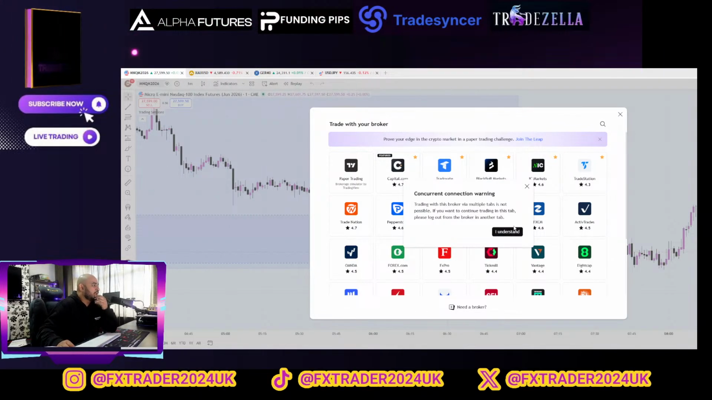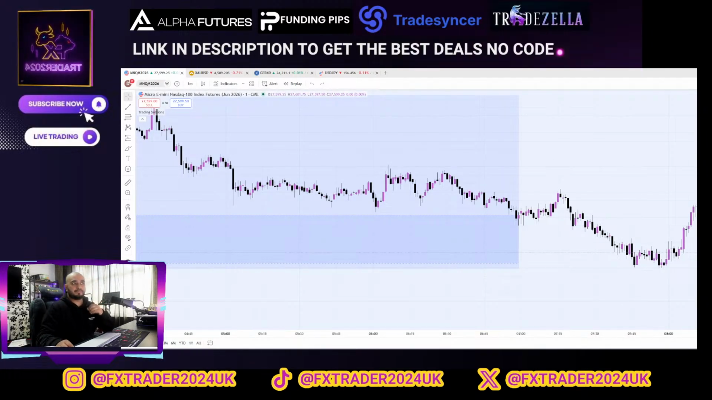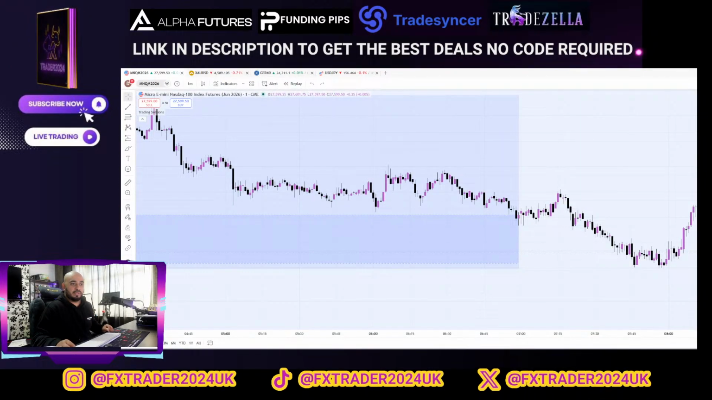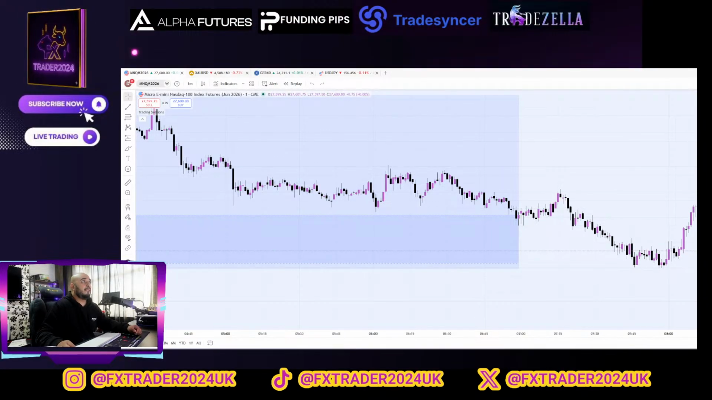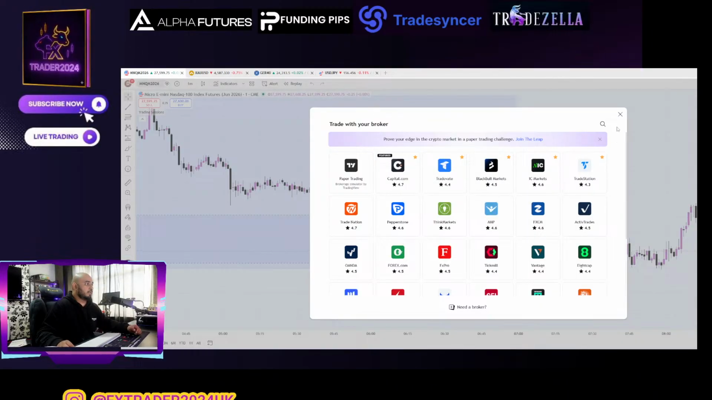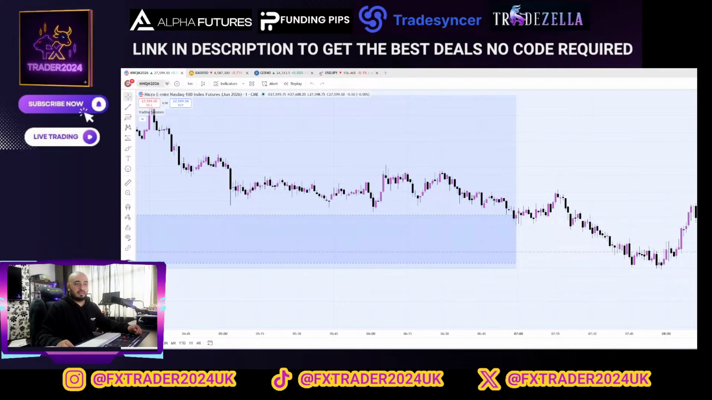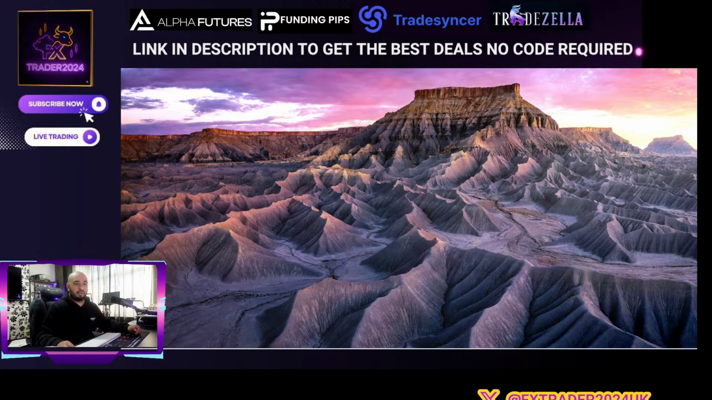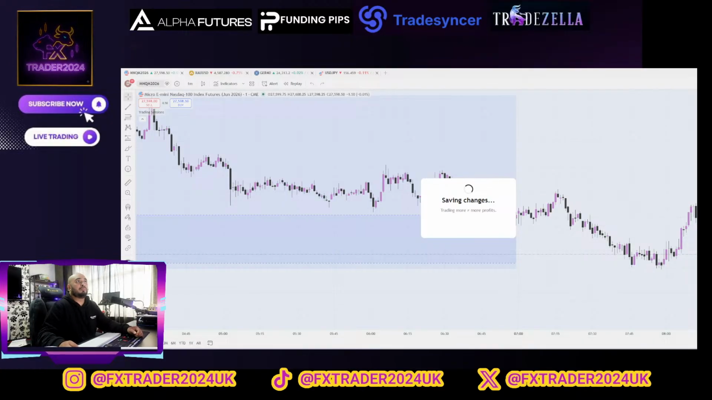Concurrent connection warning. Trading with this broker via multiple tabs. Okay, one second. So maybe that's what the problem is. I'm not connected on that tab. I'm not connected on that tab. And I'm not connected on that tab. It's so strange. It's asking me to log out of Trader8, but I'm not even connected to Trader8. Let's just close the platform and then reopen the platform again.